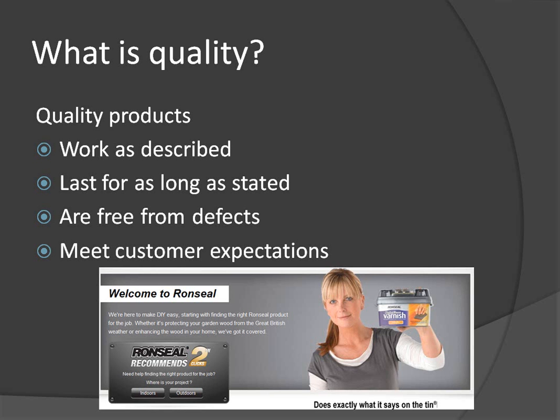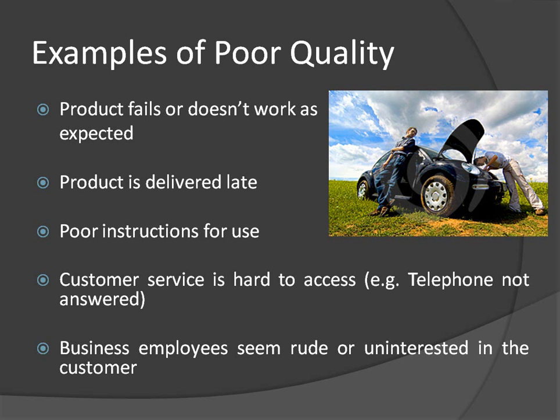So, what is quality? Well, quality is basically doing what it says on the tin. So, its product should work as it's described, it should last for as long as stated, it should be free from defects or problems, and it should meet customer expectations. So, for example, if you bought a new iPhone, you would expect to be able to make calls, you would expect to be able to listen to your music, you would expect to be able to use apps. So if that wasn't possible, the iPhone wouldn't have met your expectations. Also, you would expect it to last for quite a long time. So if it broke in the first month, you wouldn't be impressed with the quality of that product.